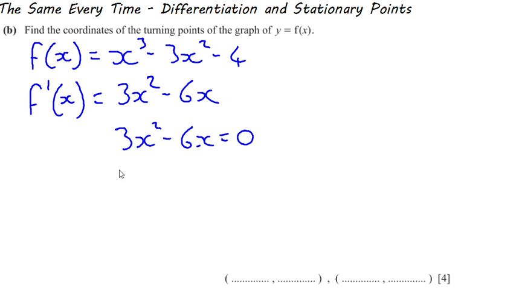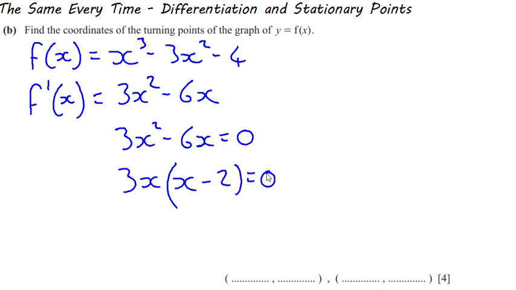Look at the numbers. 3 and 6, highest common factor 3. x squared and x to the power 1. For the letters, I mean the lowest power goes outside the brackets. The lowest power of x is x to the power 1. So 3x times what makes 3x squared? 3x times x. And 3x times what makes negative 6x? Negative 2.